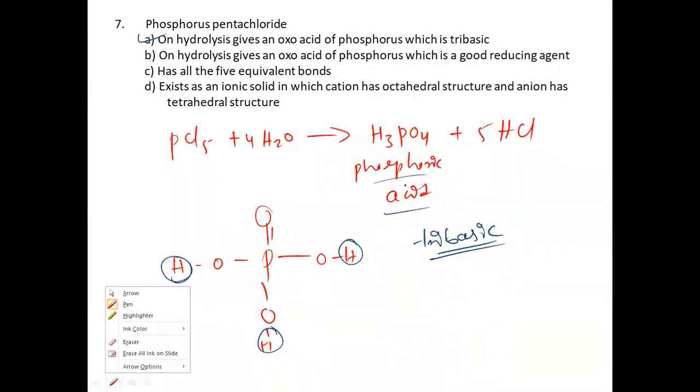Then question number 8. Identify the set of paramagnetic ions among the following. So what is meant by paramagnetic? If a substance contains unpaired electrons, then it exhibits paramagnetic nature. Okay, let me write the electronic configuration of the given ions: Ti3 plus, Cu2 plus, Mn3 plus. I will write the electronic configuration for these three ions first, then we'll go for the remaining ions.